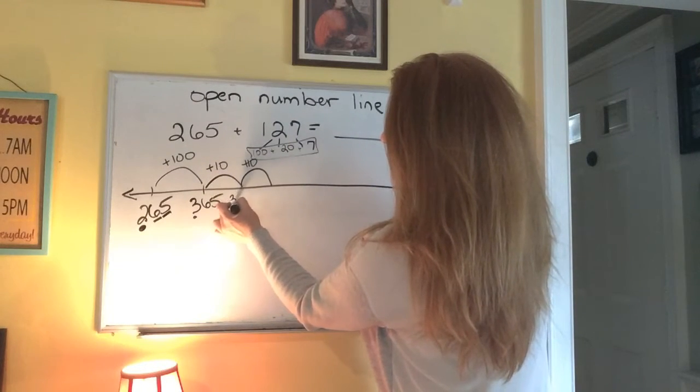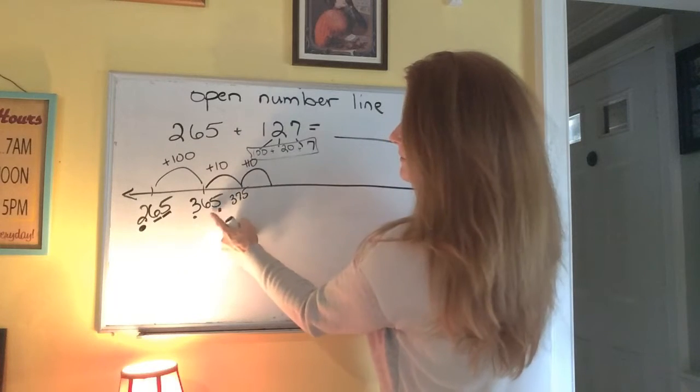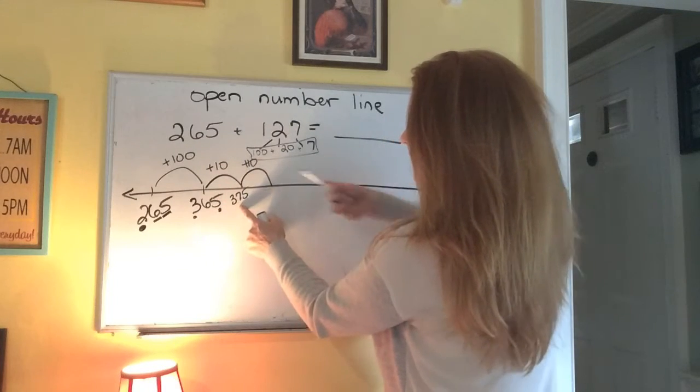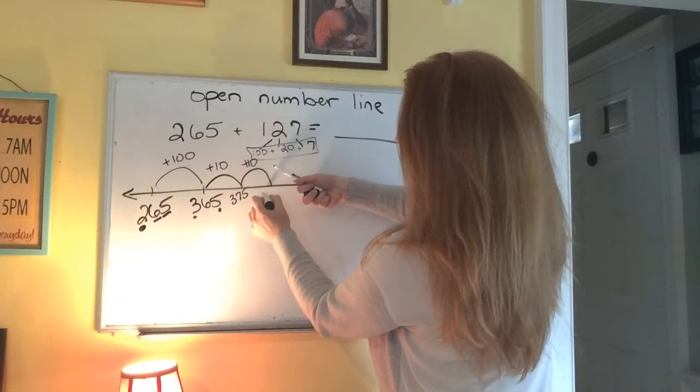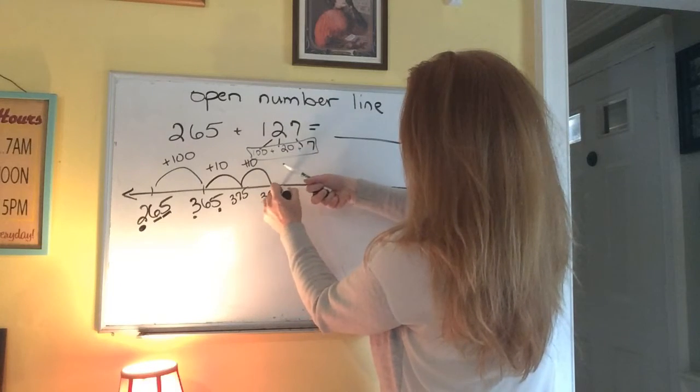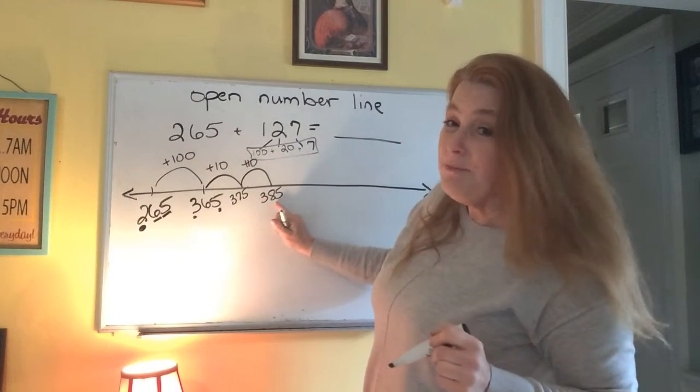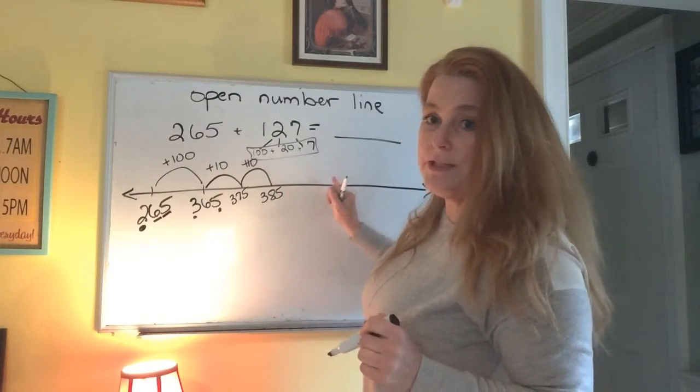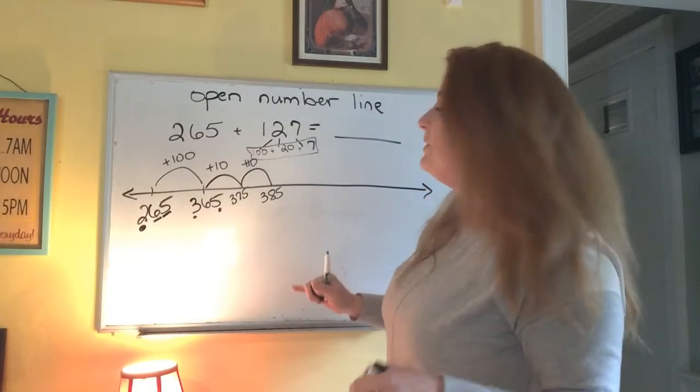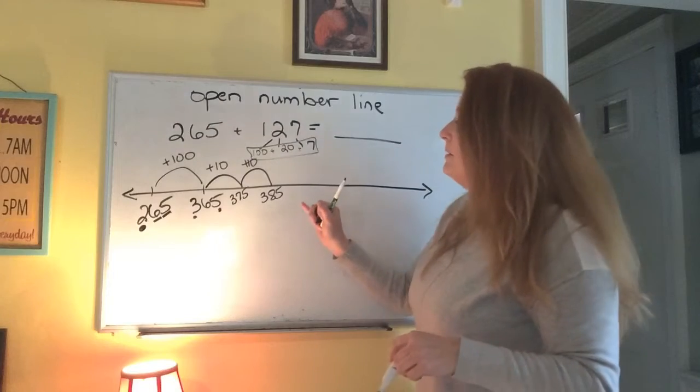365 would be 375 if I add 1 ten. If I add one more 10, it will be 385. If I kept going, if I had to add a few more tens, then it would affect the hundreds, and we'll see that in one of the next problems.